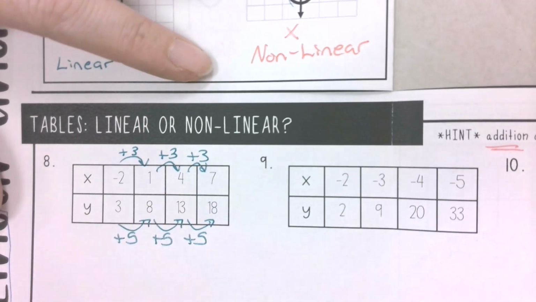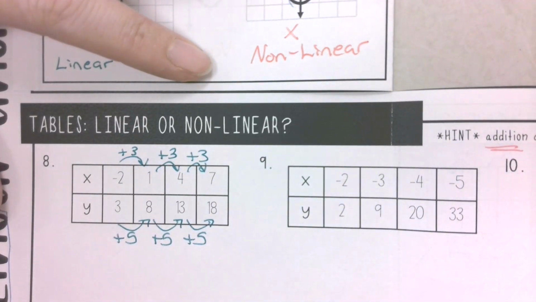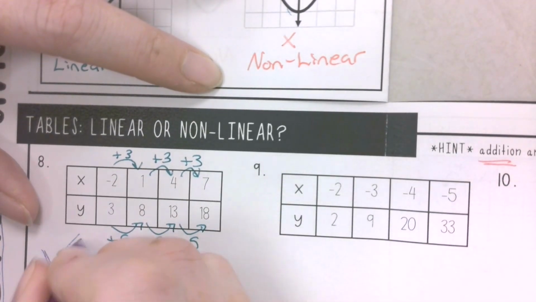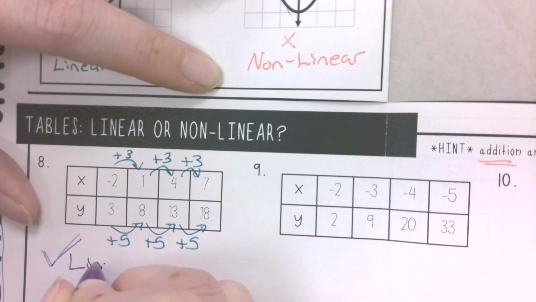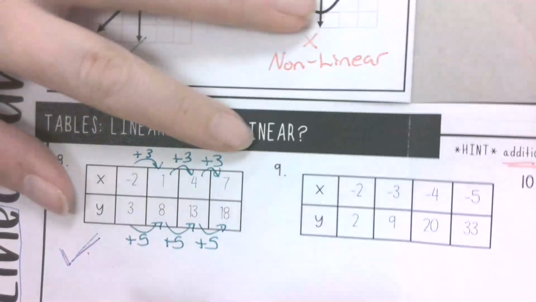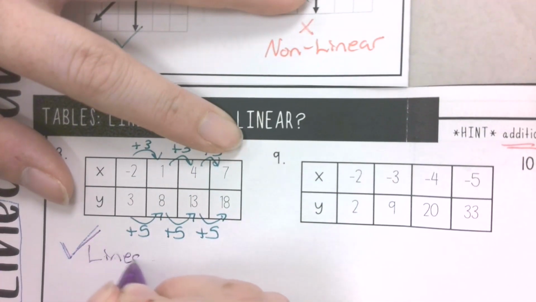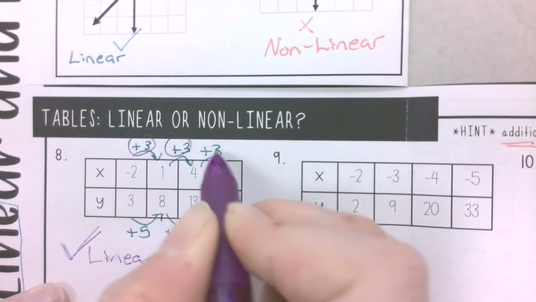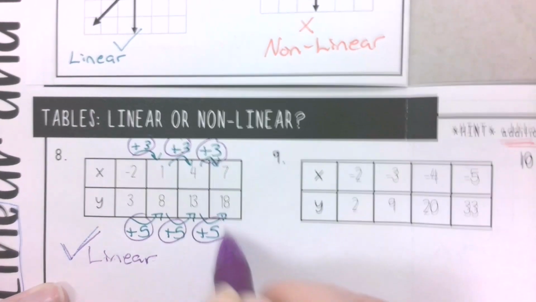So what do you think? Is this linear or non-linear? It's linear. Good job. So it's linear. I'm going to use a different marker because I don't like that one. It's linear. And again, that's because it has a constant rate of change. The adding is consistent across the board.